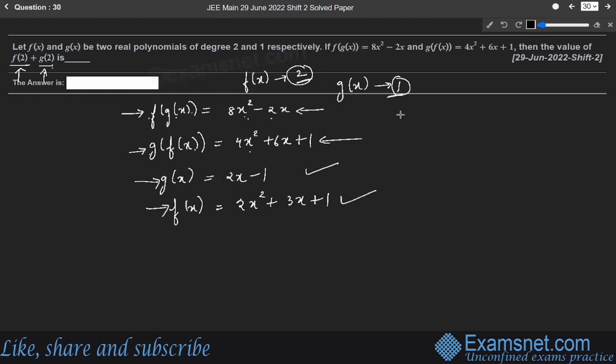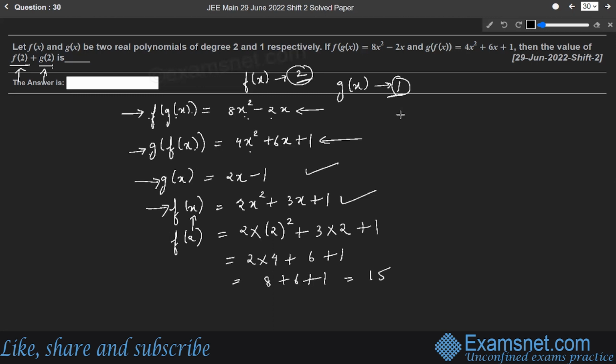Now we have to calculate f of 2 and g of 2. So what will be f of 2? In the place of x, we have to put 2. So it will be 2 into x square, and in the place of x we put 2, so 2 into 2 square plus 3 into x, again x is 2, so 3 into 2, plus 1. So 2 into 2 square is 4, plus 3 into 2 is 6, plus 1. So 2 into 4 is 8. 8 plus 6 plus 1 is equal to 15.